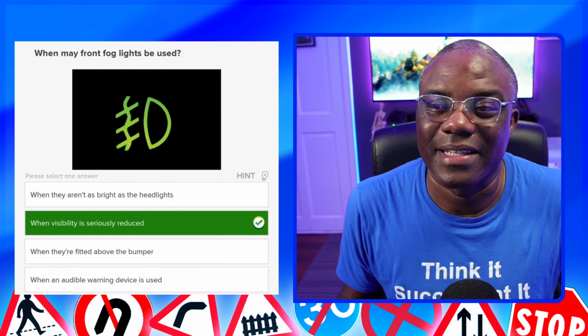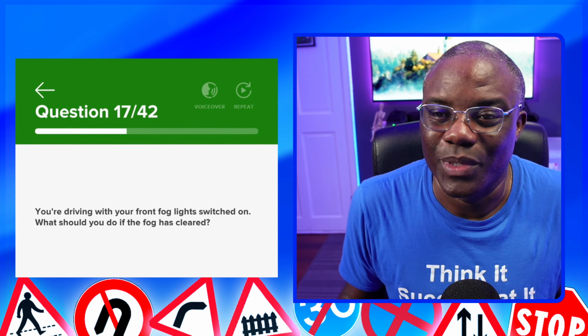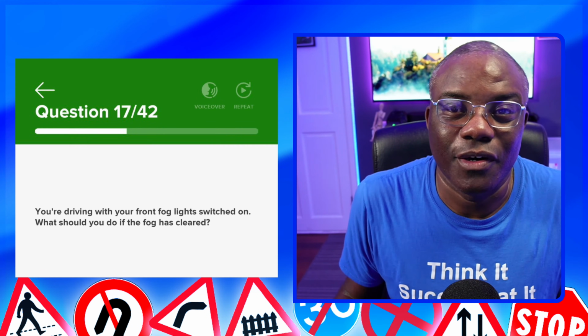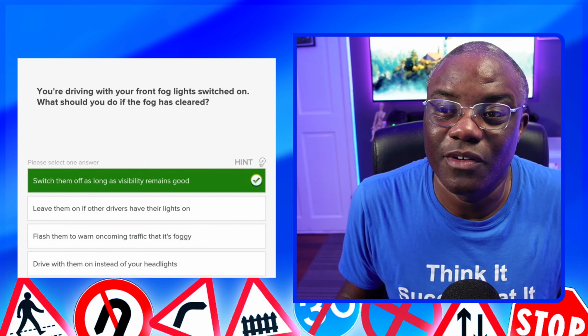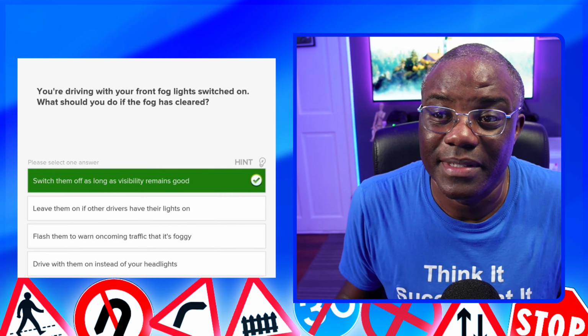Just try to relax. Right, you're driving with front fog lights switched on. What should you do if the fog has cleared? So if the fog has gone, you had your lights on when fog was there, fog has gone, turn them off. Switch them off as long as visibility remains good. So as long as you can still see pretty well, turn them off. Simple as that.